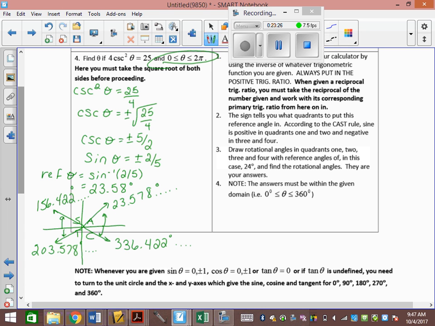And you're going to get, for the first one, 0.41 radians, and then 156.422.